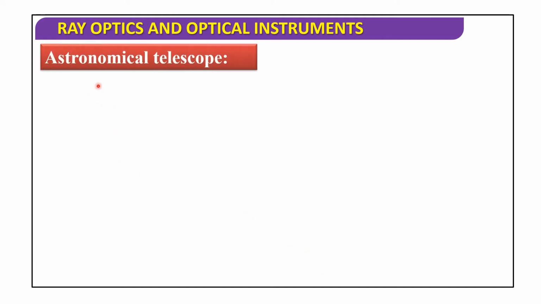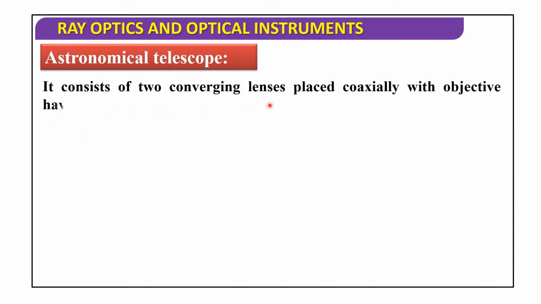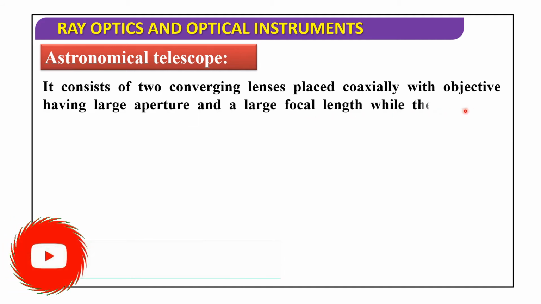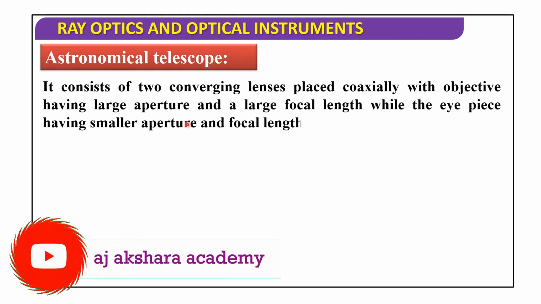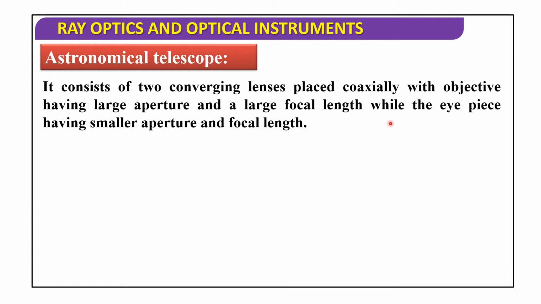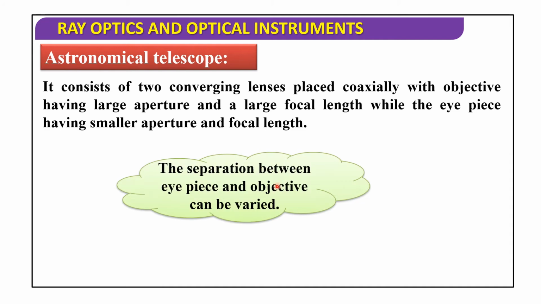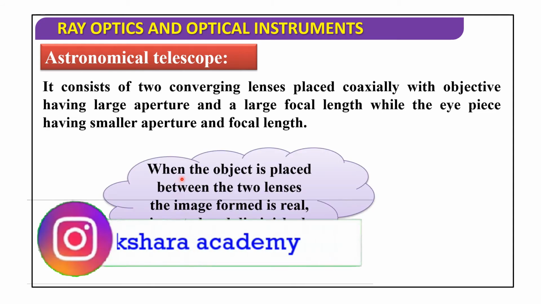Now, I'll discuss one by one. First one, astronomical telescope. It consists of two converging lenses placed coaxially, with the objective having a large aperture and a large focal length, while the eyepiece has a smaller aperture and focal length. The separation between eyepiece and objective can be varied. When the object is placed between the two lenses, the image formed is real, inverted and diminished.